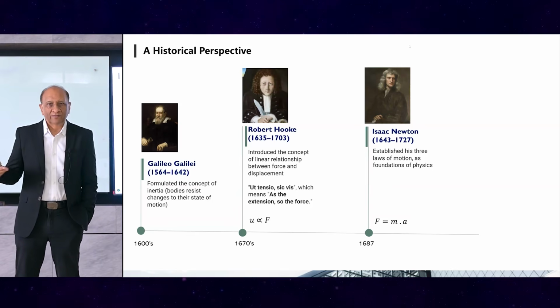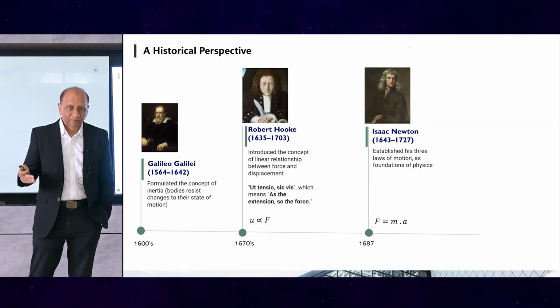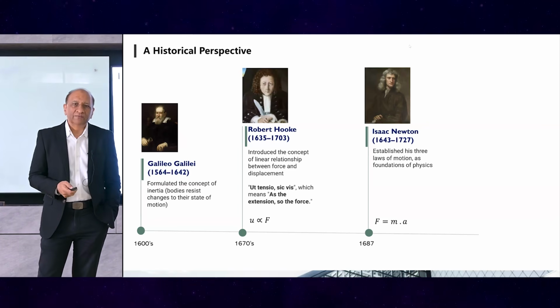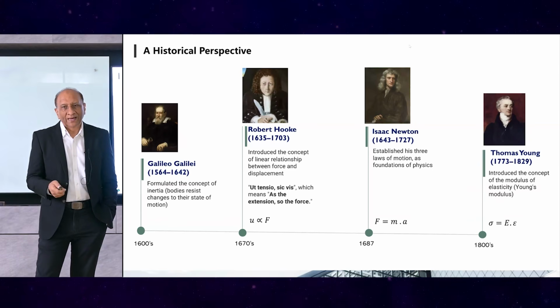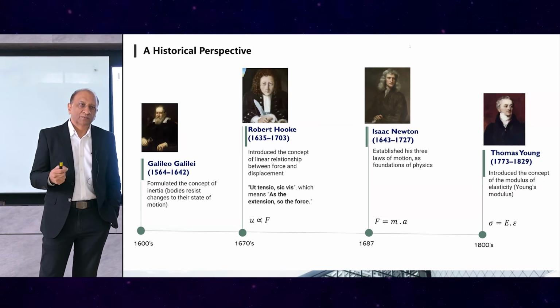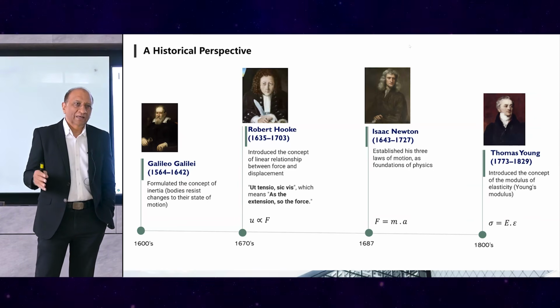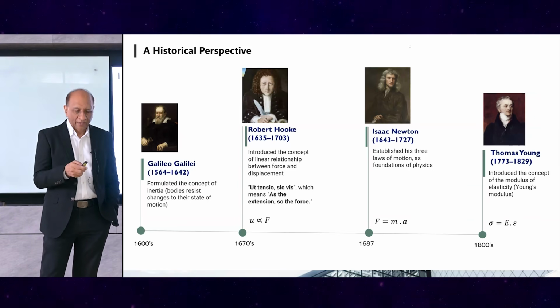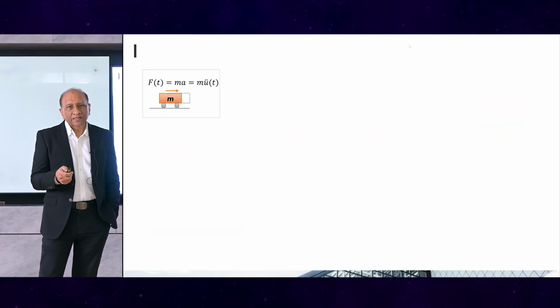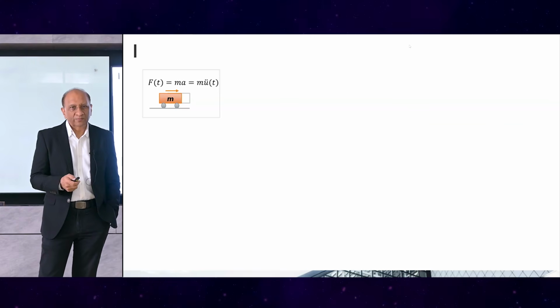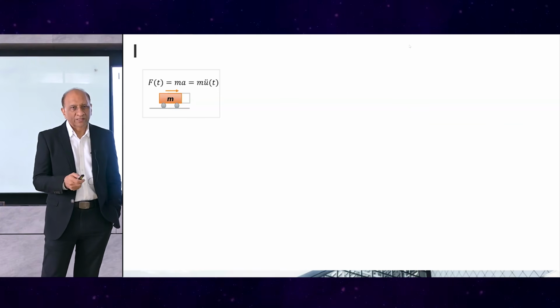Of course, Einstein's theory of relativity is one thing, but within the gravitational and Earth field, we still believe that Isaac Newton's laws hold. And then we have people like Thomas Young, who started to develop correlations between material stress and strain, and from there onwards, everything accelerated. So let's see what was said by Newton, which basically related the mass and acceleration.